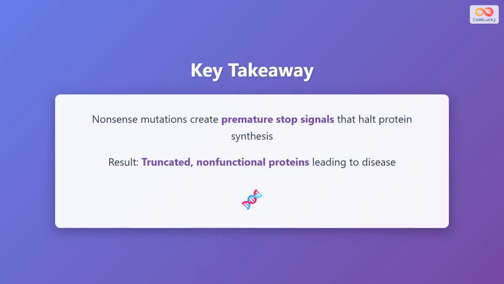To summarize, nonsense mutations create premature stop signals that halt protein synthesis before the protein is complete. The result is truncated, non-functional proteins that cannot perform their intended roles in the cell. This loss of protein function is the underlying cause of many genetic diseases. Understanding nonsense mutations helps us appreciate the precision required in genetic information and why even small changes at the DNA level can have such significant consequences for an organism's health and development.